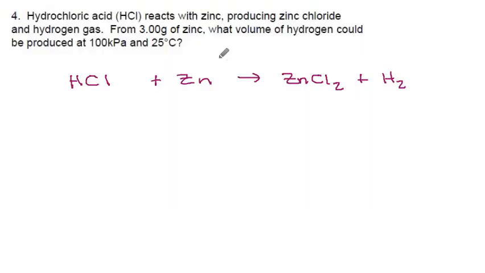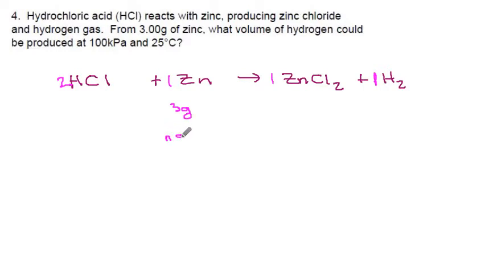And when we balance it, 2 chlorines means we need a 2 here. 2 hydrogens is actually okay, and we have 1 zinc on each side, so not too complicated on the coefficients. And they tell us we have 3 grams of zinc. Just from that, we can get a number of moles.